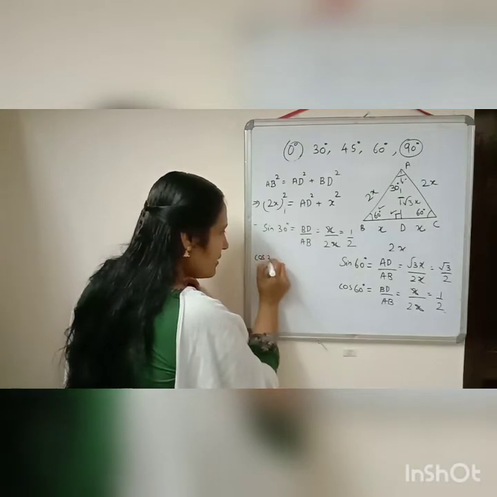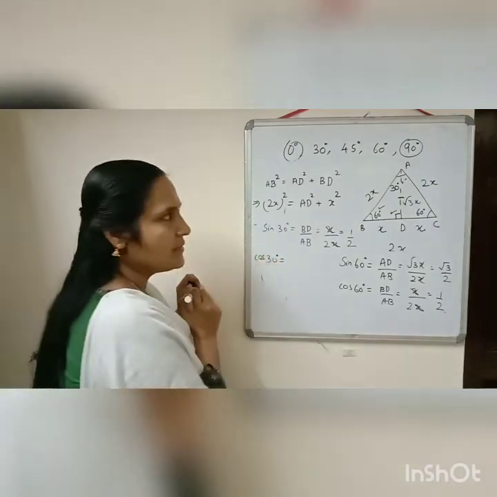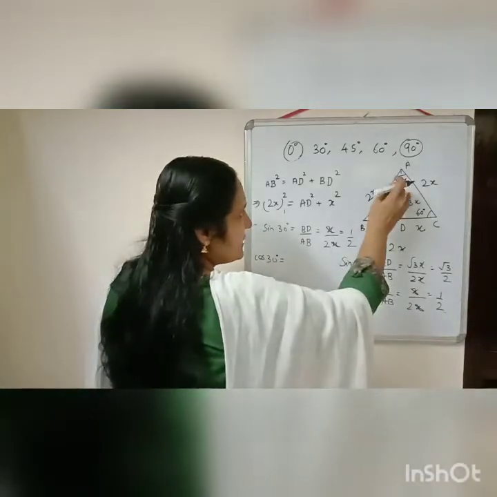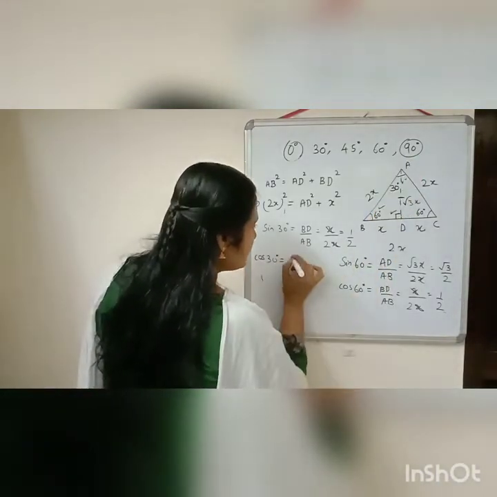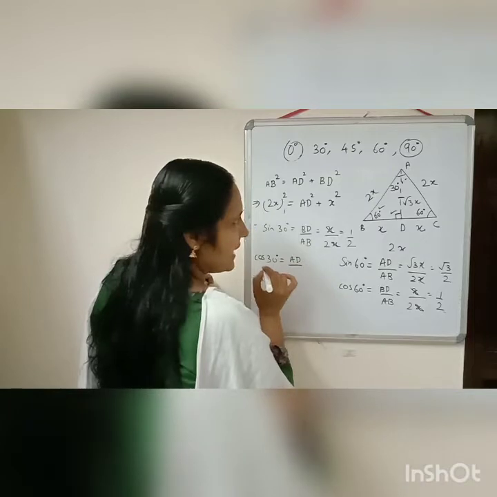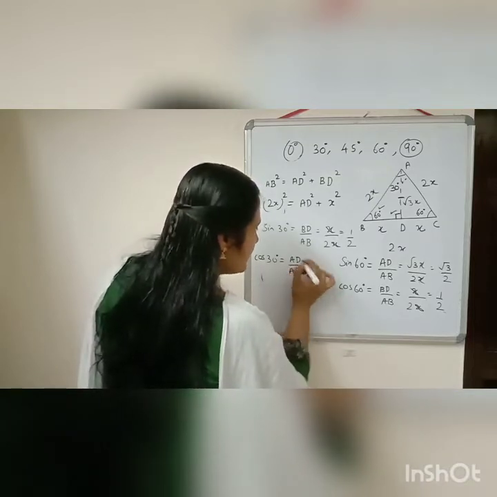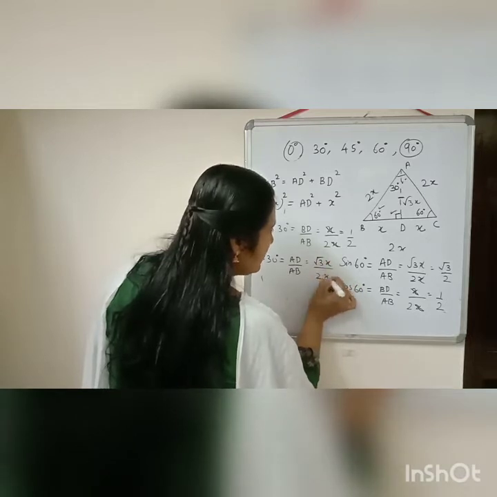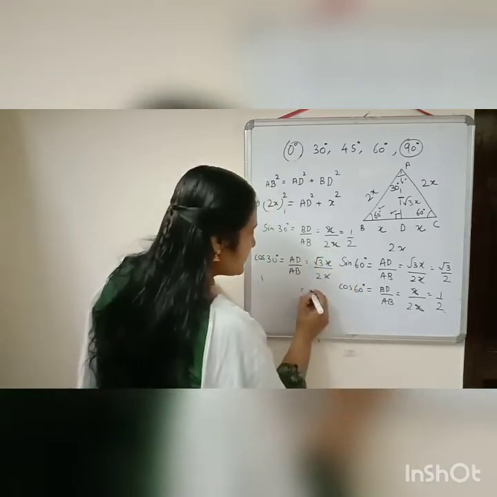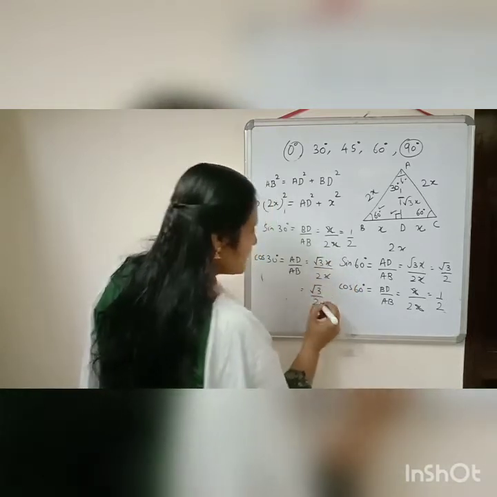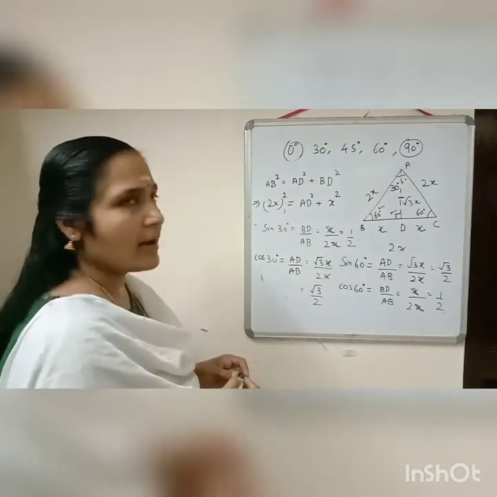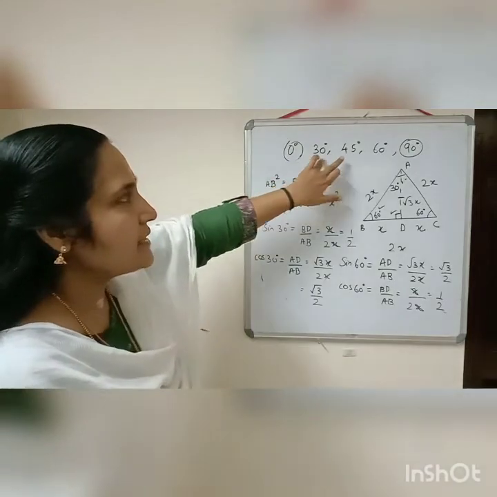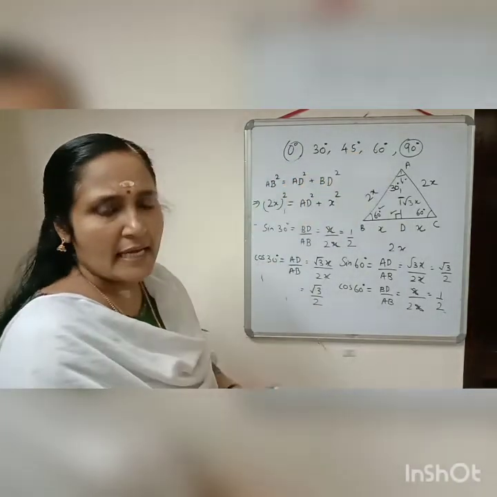Then cos 30 degree is equal to, according to the formula, side adjacent to 30 degree, which is AD, by hypotenuse AB. So we will get there root 3x by 2x. x and x will get cancelled. Cos 30 degree is equal to root 3 by 2. So we got the trigonometric ratios of 30 degree, 45 degree and 60 degree.